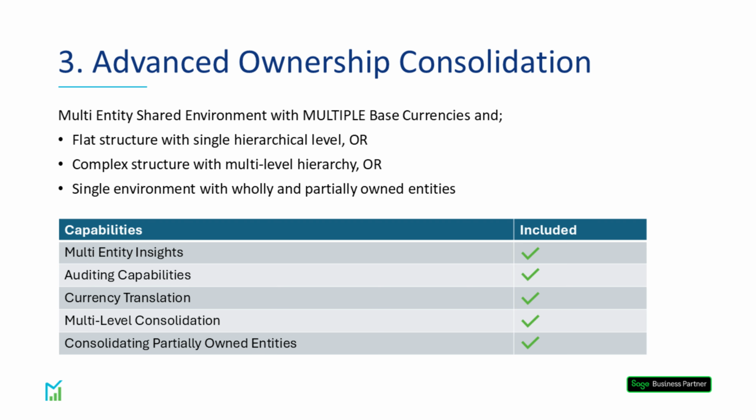The third and final type of consolidation is advanced ownership consolidation, which uses ownership structures to enable multi-level consolidation and automated non-controlling interest entries. It can be used in any environment that uses flat structures with a single hierarchical level, or complex structures with multiple hierarchical levels, or any environment with wholly and partially owned entities. This type of consolidation offers everything that global consolidation offers, and on top of that, it also supports multi-level consolidation and consolidating partially owned entities.